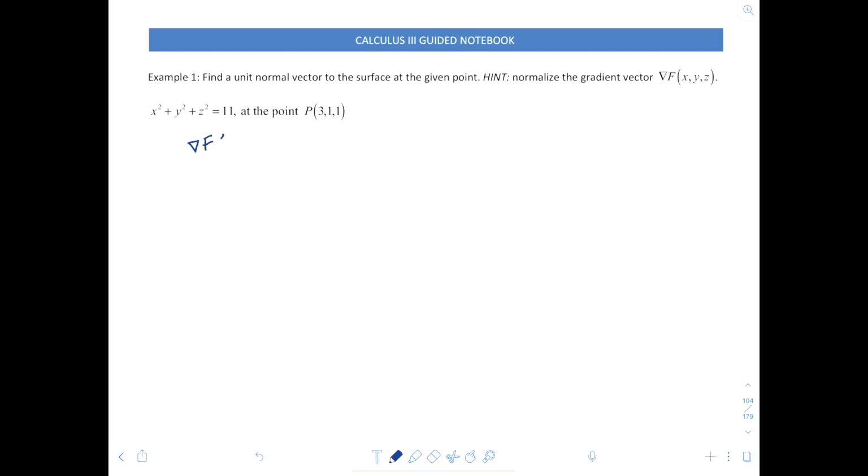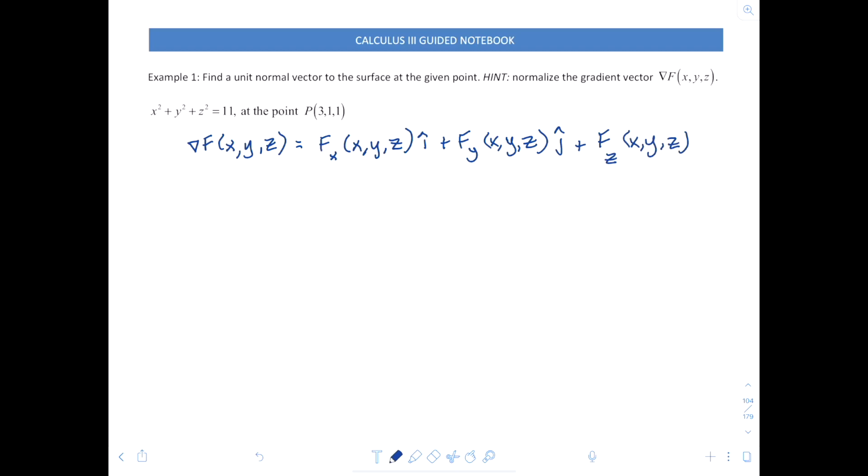Okay, so the gradient of F in general at (x, y, z), remember, is going to be the first partial of F with respect to x at (x, y, z) times i, because the gradient is a vector, plus the first partial of F with respect to y times j, plus the first partial of F with respect to z times k. Cool so far?